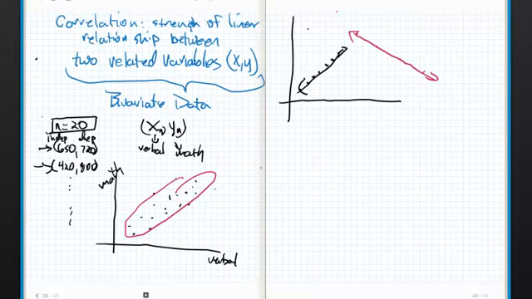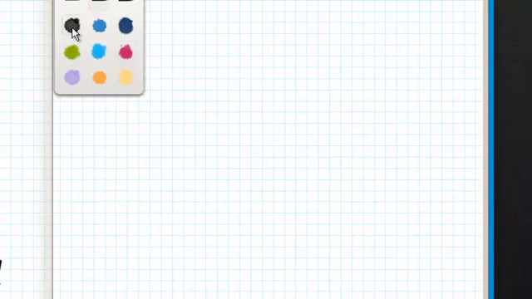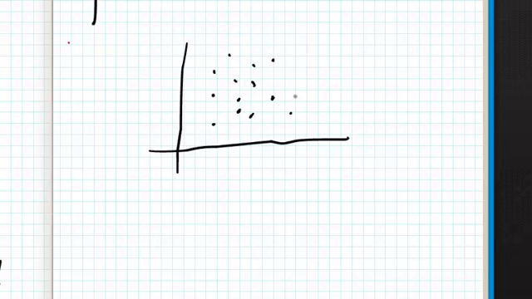But what we need is something that measures the strength of that linear relationship. How about this? What if I did something like this? Let's go back to black. Let's say that I had a bunch of points that looked like this. Well, think about it. If I tried to draw a line through this that was supposed to be representative of the data, would it be that one?